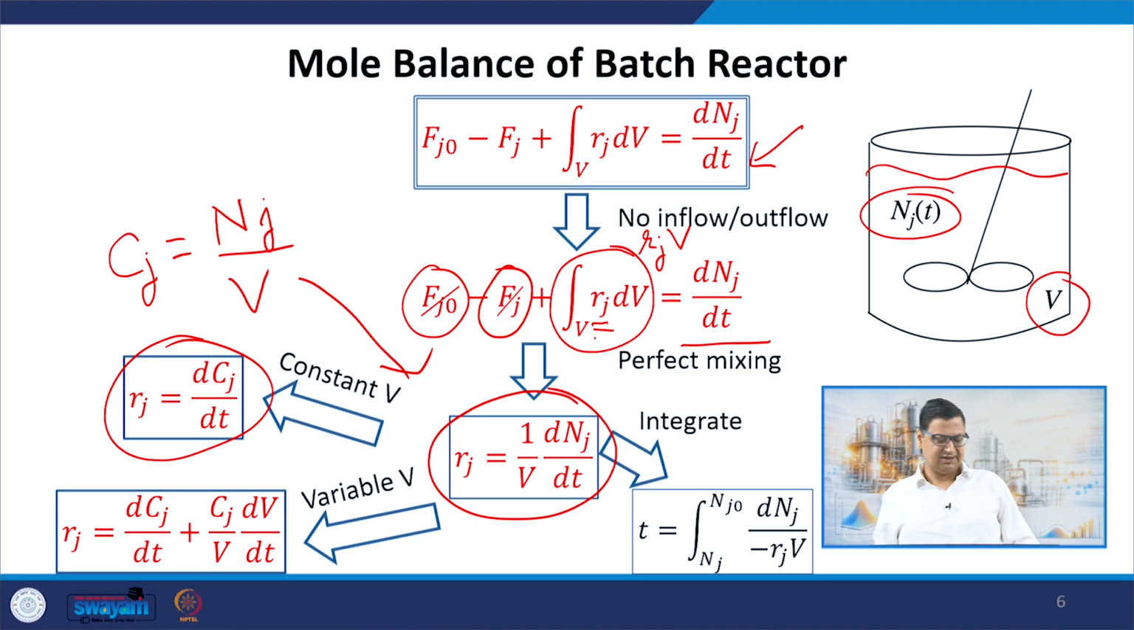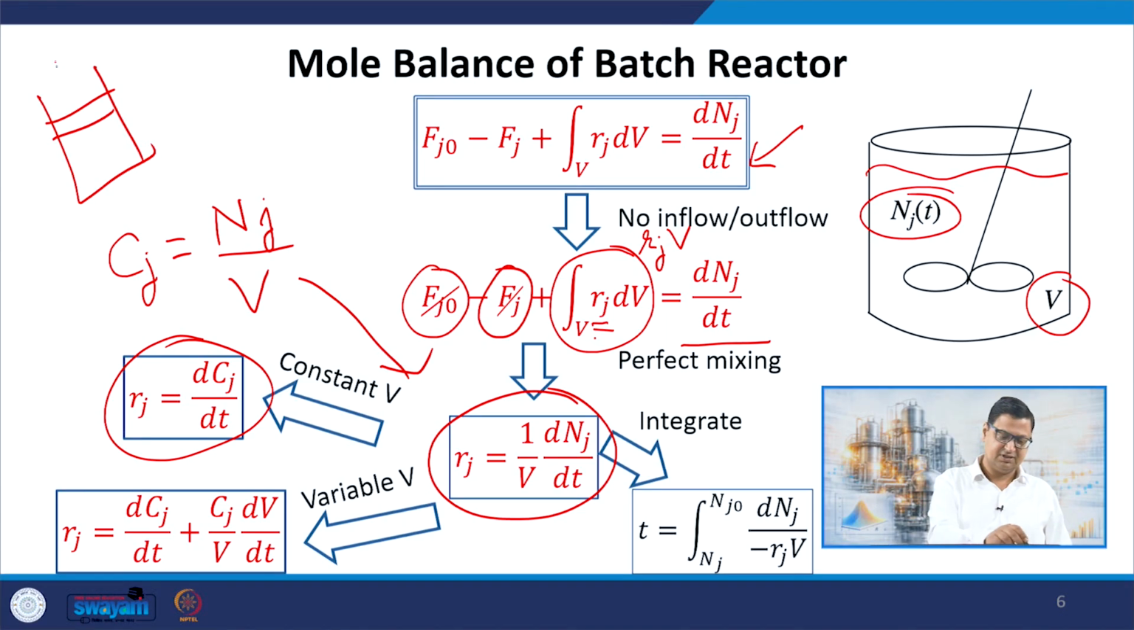On the other hand, if the volume is variable, in the case of a gas phase reaction, this means that you have some kind of piston-like arrangement where the piston can go up and down, changing the volume. In that case, the volume will change. And for the liquid case, if for example there is a significant volume change in the reaction, then we want to account for that.